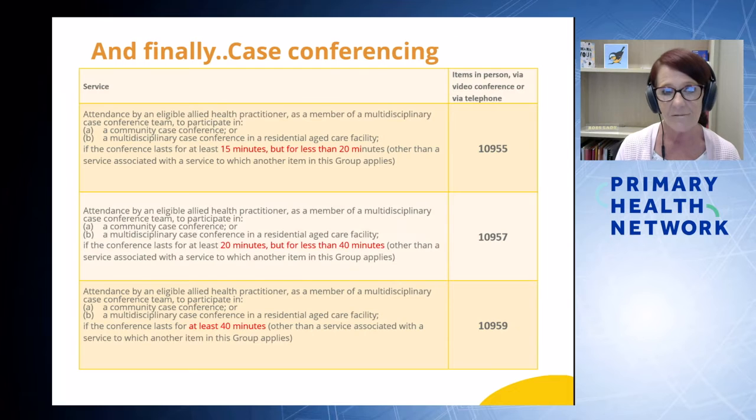I don't actually have the rebates available, but I do have the item numbers. So the rebates are not available yet. I looked at them 5 minutes before I came on tonight, and they still weren't there. But these are the 3 item numbers, and as you can see, they are based on time. So exactly the same as a GP can claim: 15 minutes but less than 20, then 20 to 40, and then 40 plus.